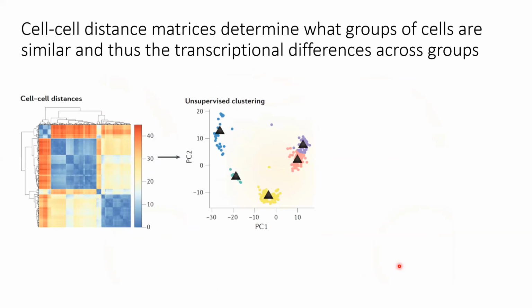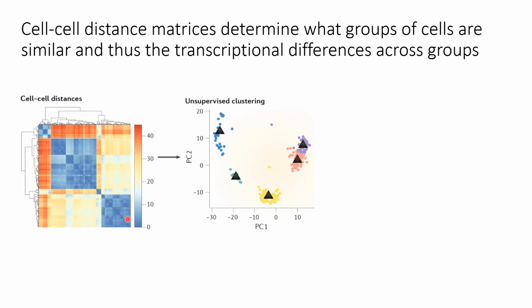So let's further unpack the concept of a distance matrix. If you have 2 cells and they express the exact same set of genes at the exact same levels, they would occupy the same position in gene expression space, such that the distance between these 2 cells is 0. Here, smaller values are colored in blue and represent groups of cells with similar expression patterns.